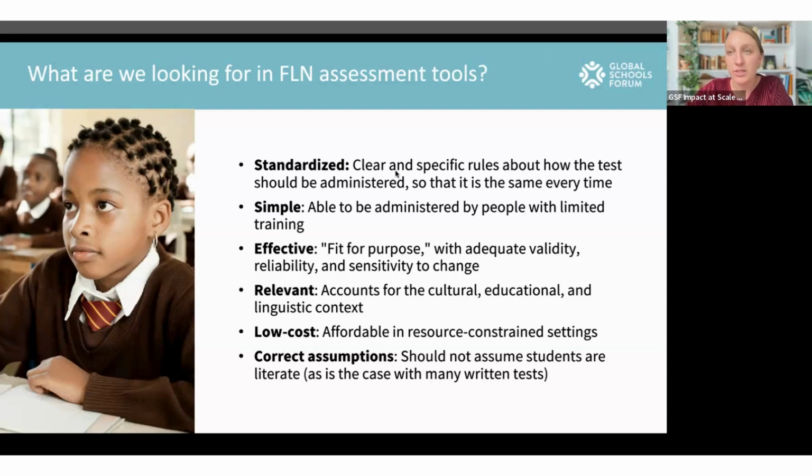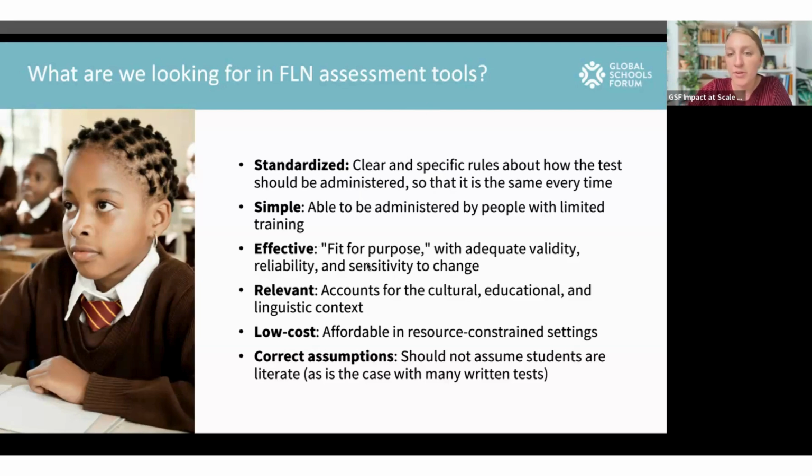We're also looking for tools that are simple, so that the enumerators don't require a great deal of training to be able to administer them accurately. We want tools that are effective, meaning that they have those characteristics of validity and reliability that Ekaterina just talked about, as well as assessments that are very sensitive to small changes. We don't want things that require a massive improvement before you start to see an improvement on the test.